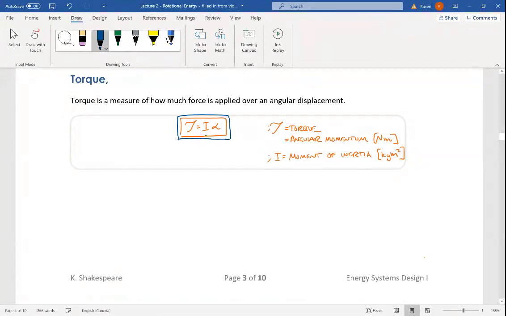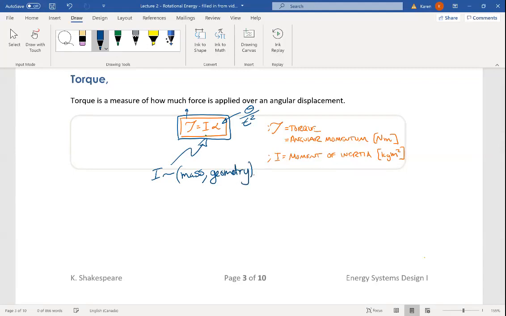Torque is equal to moment of inertia times angular acceleration. So remember, angular acceleration is how many degrees it's moving with respect to time and with respect to time again. So that makes sense. If it's going really, really fast and you need to stop it, then it would be a really high torque to stop it, right? And let's look at the term I. I is moment of inertia, and it's a function of mass and the geometry.